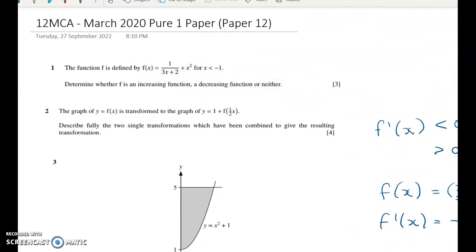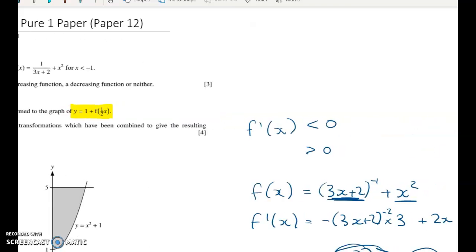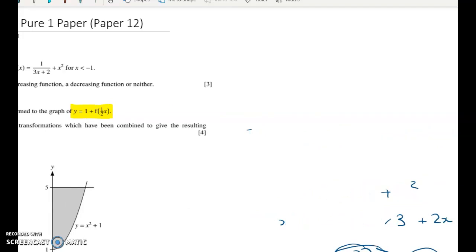On to question 2. Okay, so question 2 is one where you have to be quite careful with your language. You're told that you've got a graph. The graph is of the function f of x, so y is equal to f of x, and it's transformed into y equals 1 plus f of a half of x. So when you're doing these questions, I find it useful sometimes to just work with a really basic function that we know well, and that will help us see what's going on. And we just have to be quite precise with how we describe the transformations.